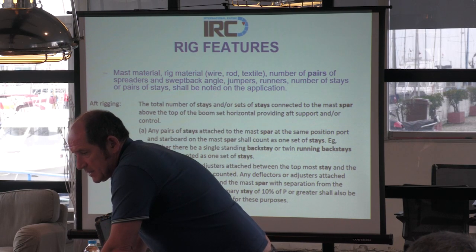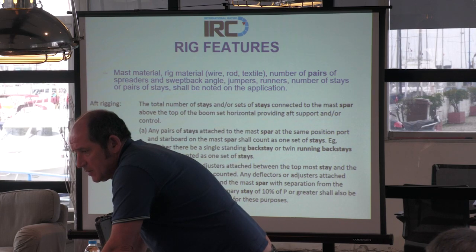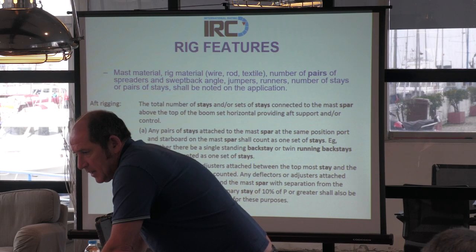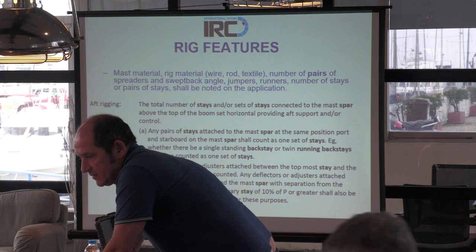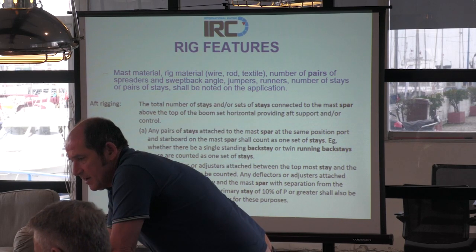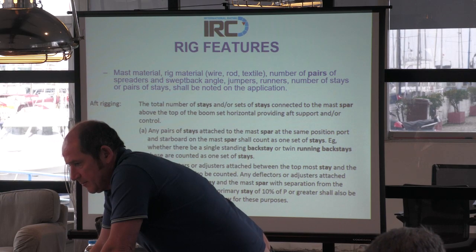So here is as well the information that we need for the issuing of an IRC certificate: mast material of course, rig material, which may be wire, which may be rod, which may be textile, like PBO for instance. We need the number of pairs of spreaders, the swept back angle of the spreaders, we need to know if there are jumpers, runners, number of stays or pairs of stays. This will be noted in the application form. Okay.